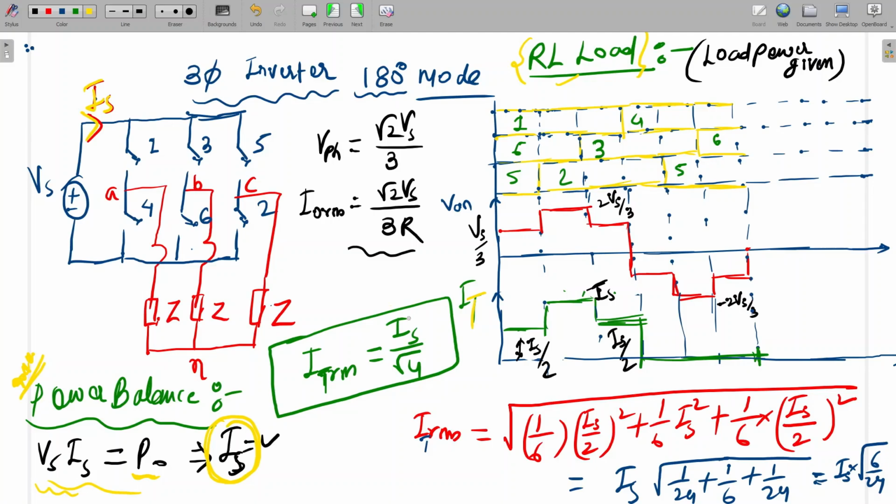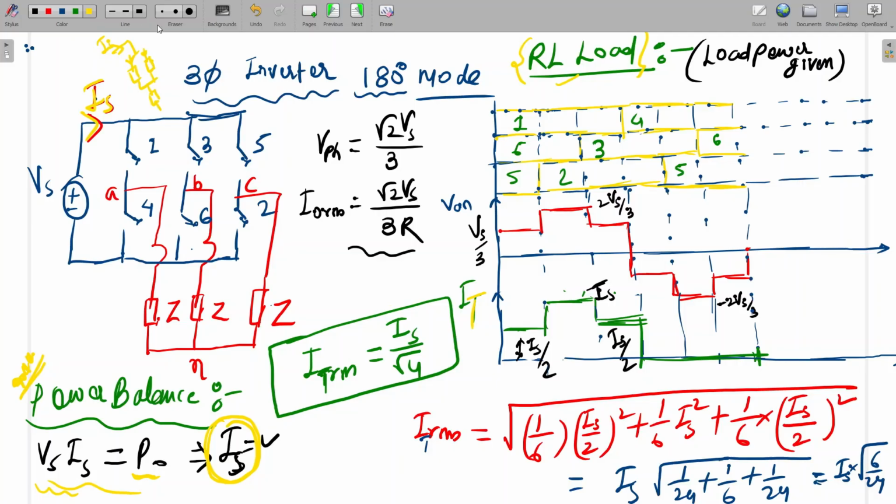Since 1, 6 and 5 are conducting, 1 and 6 are connected to the top and 5 is below. The current is entering, so it will be divided half and half in 1.